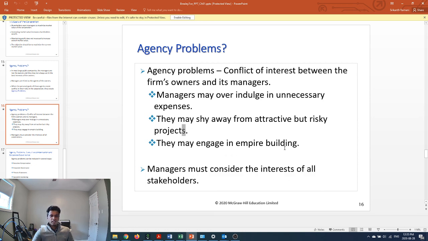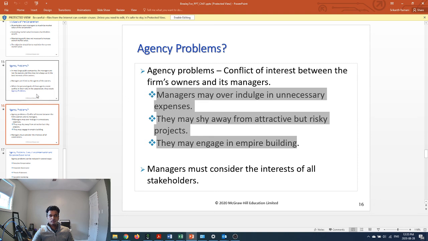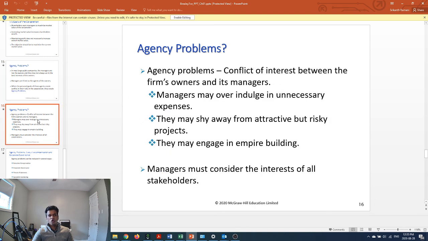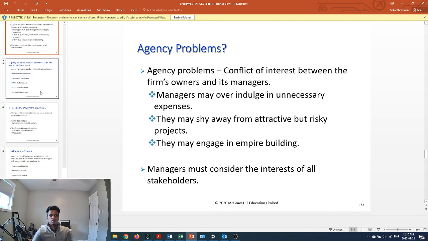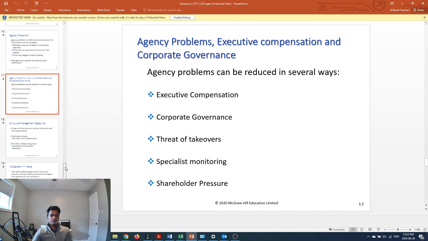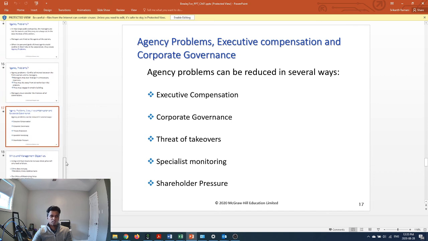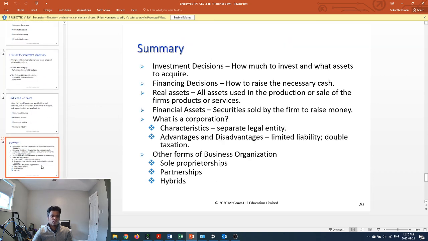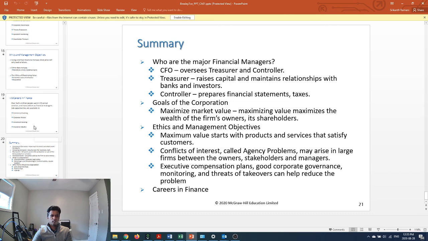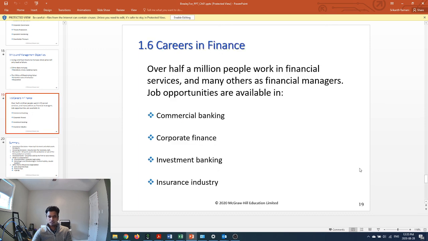So these are some big agency problems which can be found in operations. There are always solutions which try to mitigate these problems, which we'll be learning about later. But these are some problems which can arise especially in public corporations. And that's pretty much it for chapter 1. It gives you a list of careers in finance, which I'm not going to talk about.